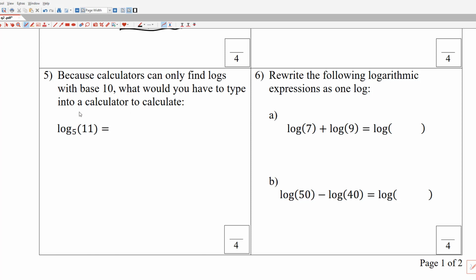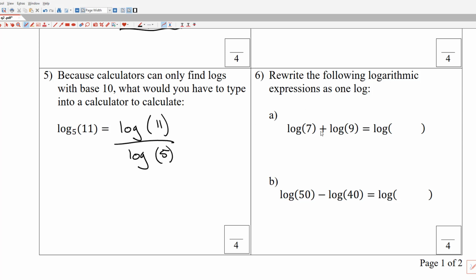Number 5. Because calculators can only find logs with base 10, how would you do this one? Essentially, I'm just asking for the change of base formula again. So hopefully you chose log base 10 because that's what calculators can do. You don't have to write it, but if you want to, you can say log base 10. I'm not going to write mine. It's going to be log of the inside, log of 11, all of this divided by log of the base, log of 5. And that's all I'm looking for.